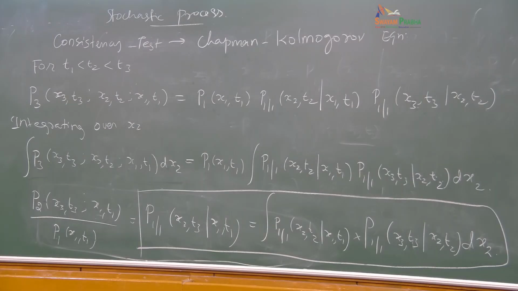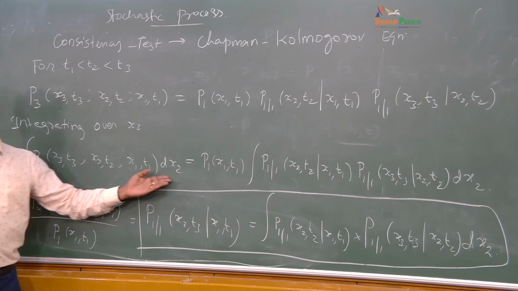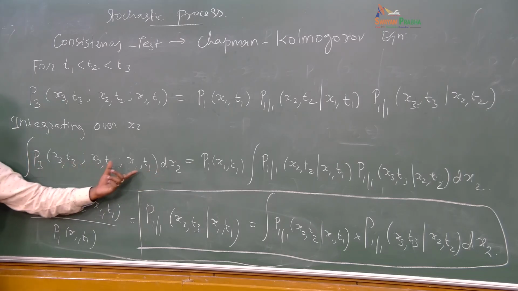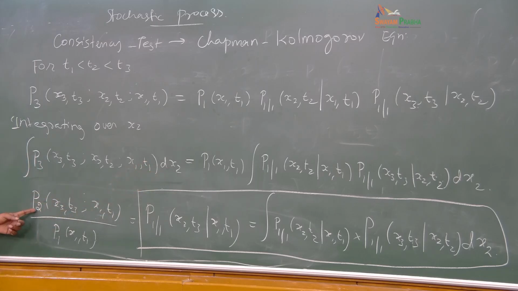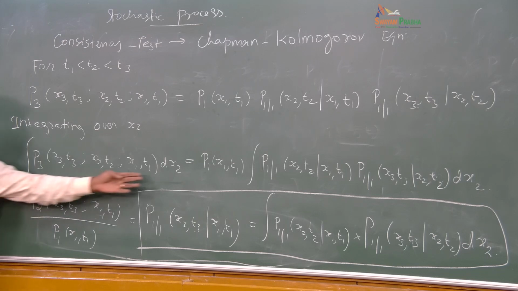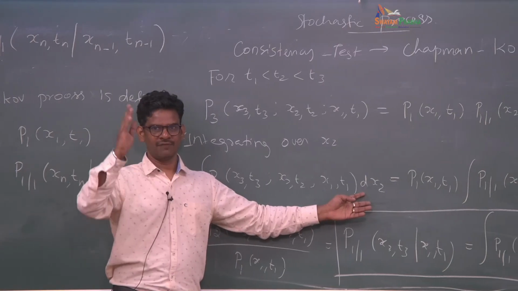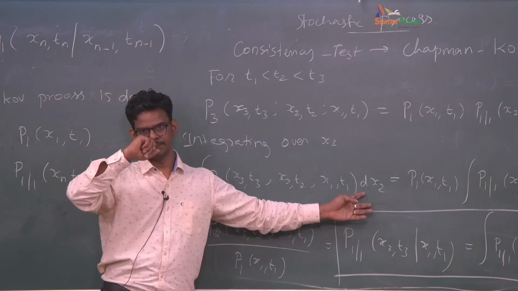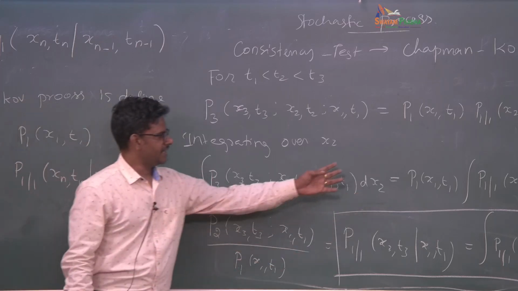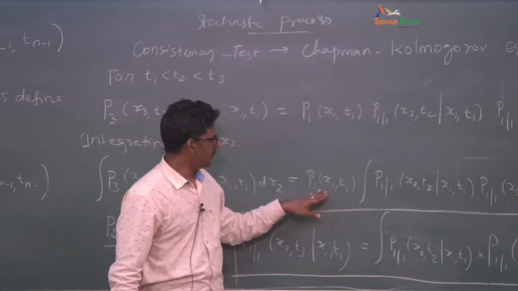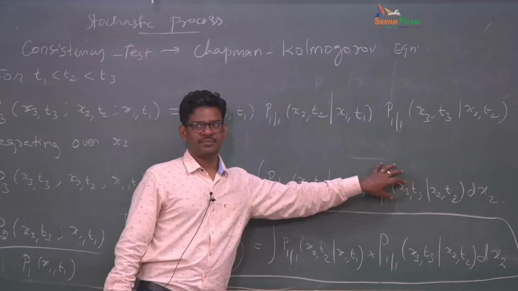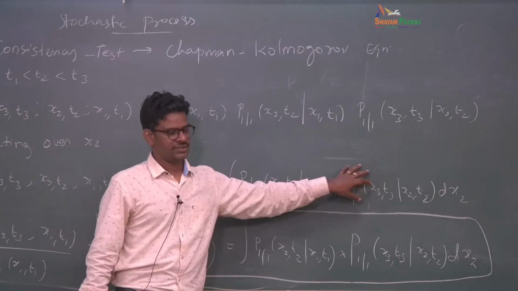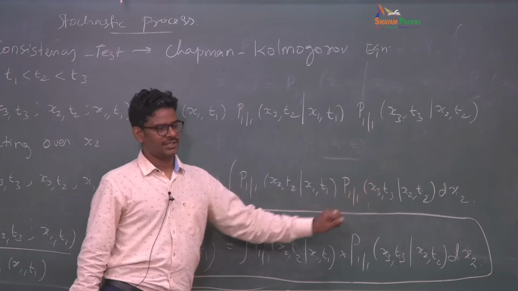When I do that, on the left hand side I have a joint distribution function. I am integrating with respect to one variable, that gives me a marginal distribution of only two variables, that is x1 and x3, because I am integrating this out at all possible x2 for some fixed time t2. On the right hand side, I am taking this p1 x1 because this is independent of x2, but these two transition probabilities are functions of x2. So we have to keep them inside the integral.